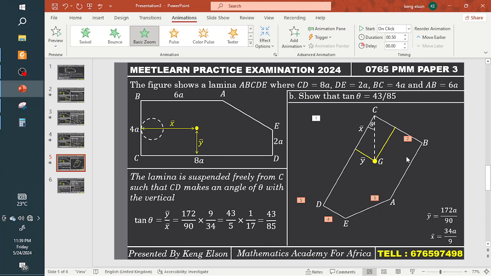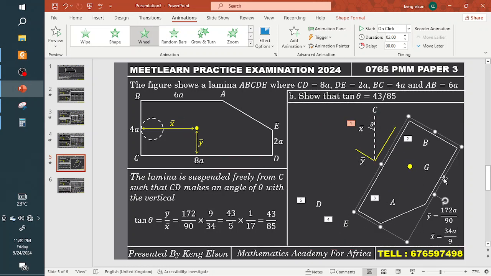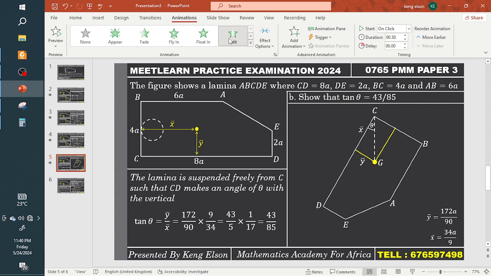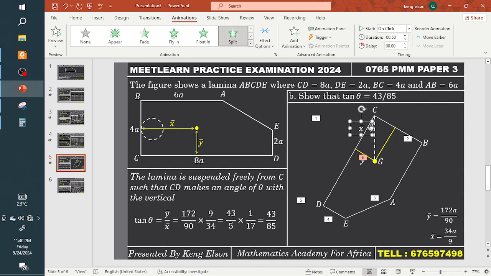Next thing to do is relocate the center of mass. Here's the position. Okay, it was already located. So I just call this point. I also animate this other point here. Call this the last point, G. Split. Okay. Now I indicate my angle.